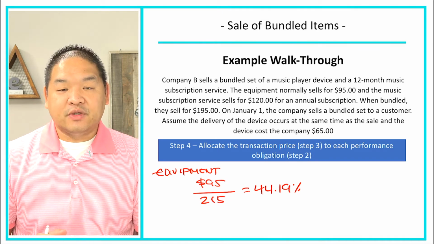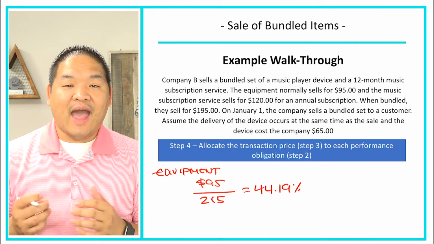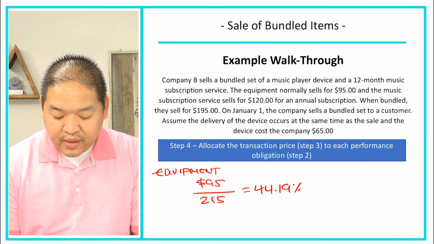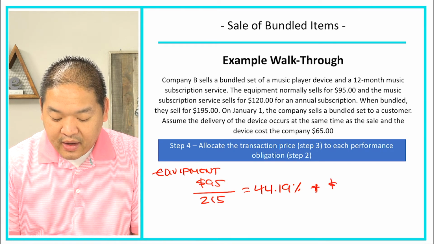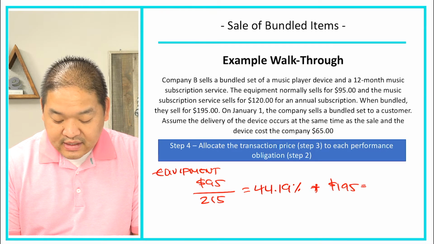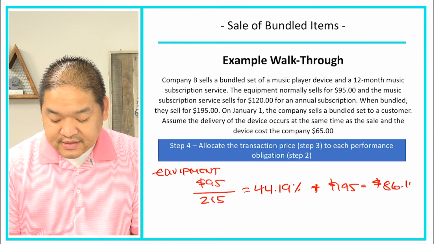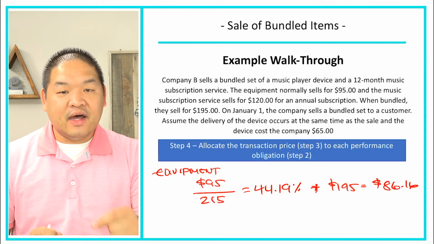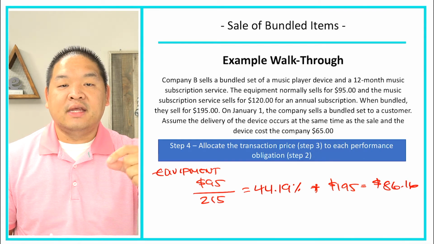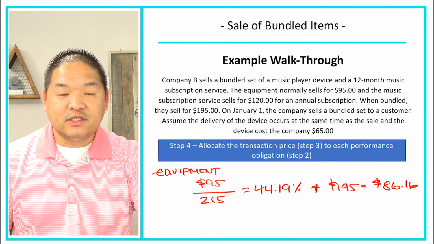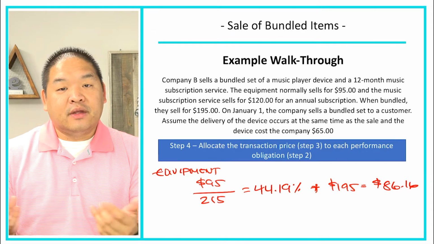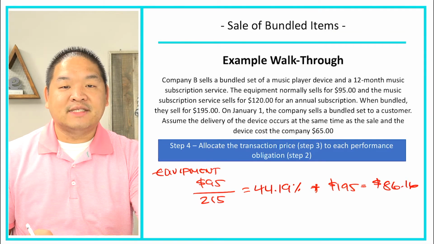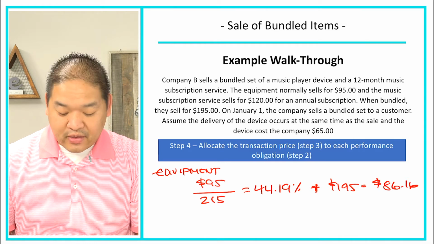Now, we're going to take that percentage and multiply it by the actual bundled sale price. So we're going to take 44.19% and multiply it by 195, and that's going to give us $86.16. So we're going to take $86.16 of the $195 and allocate it to the equipment, the music device. Now, for the subscription, we can literally just take $195 and subtract $86.16, but we're going to do it the long way so you can see the math that goes into that calculation.